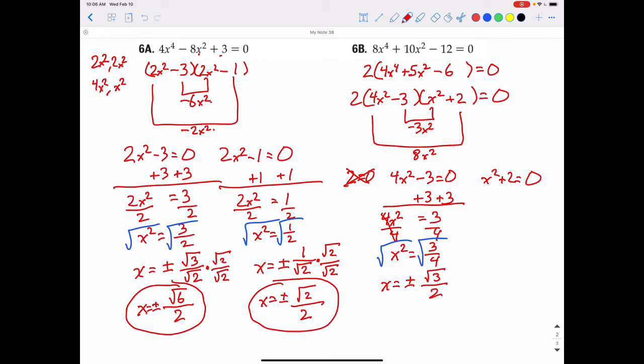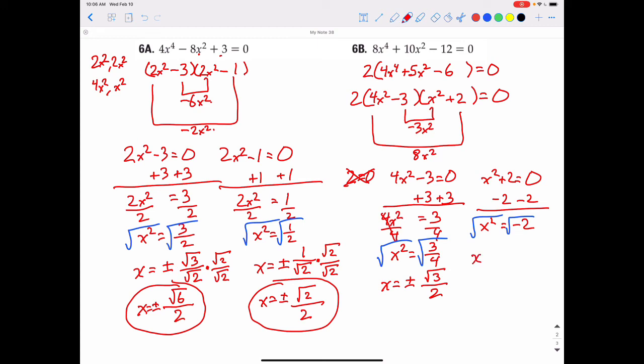So actually I don't have to rationalize this one because the 4 was already a perfect square, and when I took the square root of 4, it just gives me a 2. On the other one, I subtract 2 from both sides, so I get x squared equals negative 2. Then I do a square root on this one.